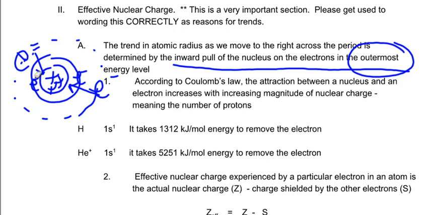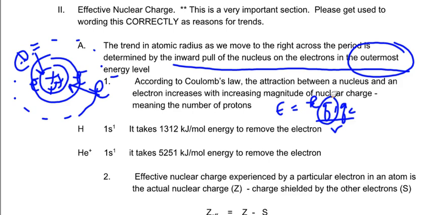It says, according to Coulomb's law, do you remember Coulomb's law? The energy is equal to kQ1Q2 over r. Do you remember that? The attraction between a nucleus and electron increases with increasing magnitude of nuclear charge, meaning how many protons it has. So the more protons, in a sense, the more positive charge there's going to be. But keep in mind that the electrons are staged in different places, and there are some that are really far away. So what kind of attraction will they have on those outermost electrons? So think about that.